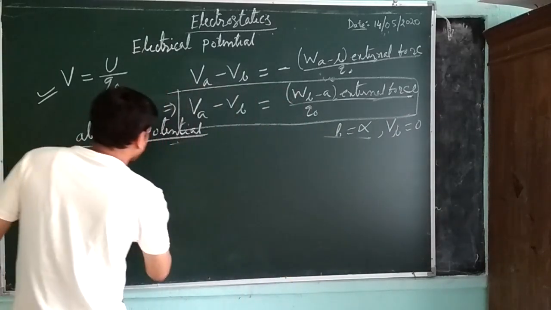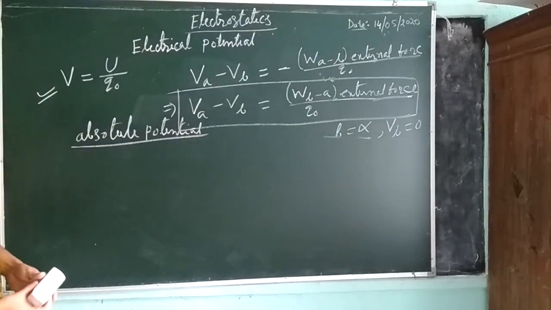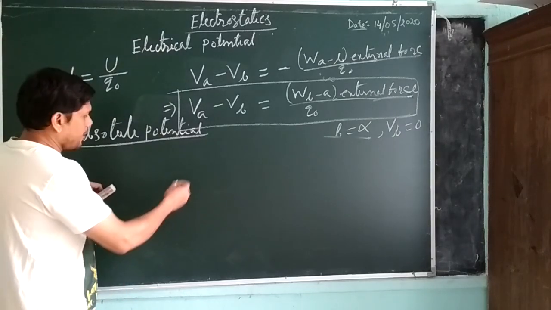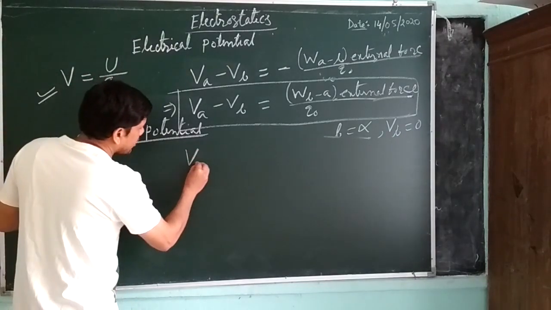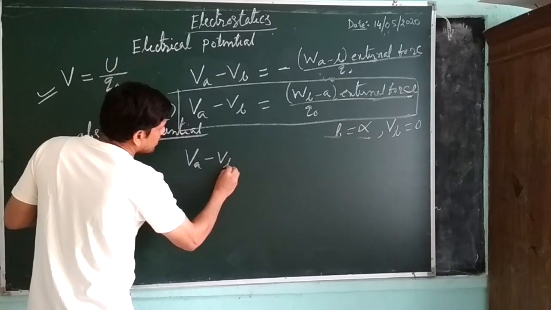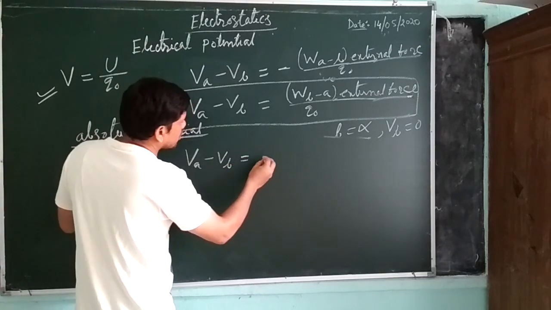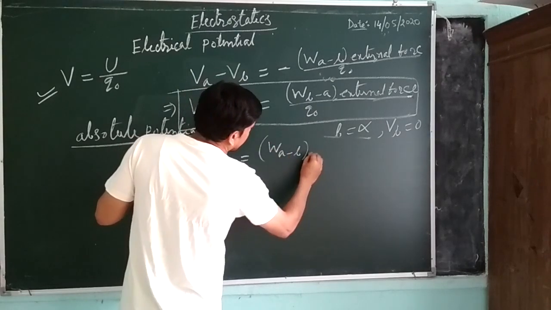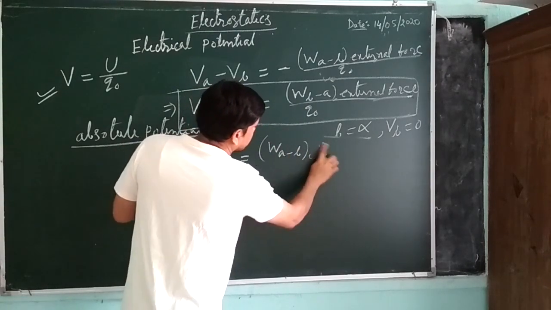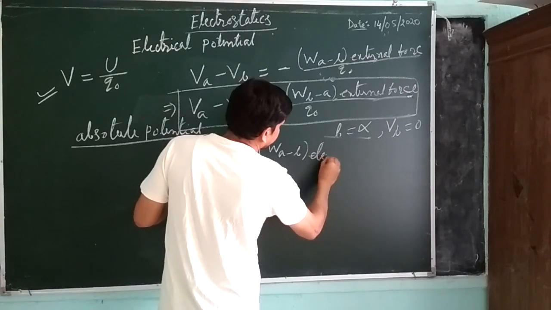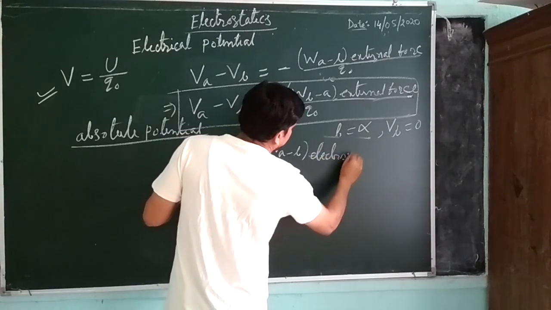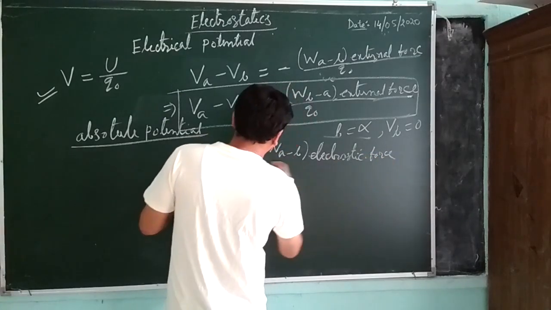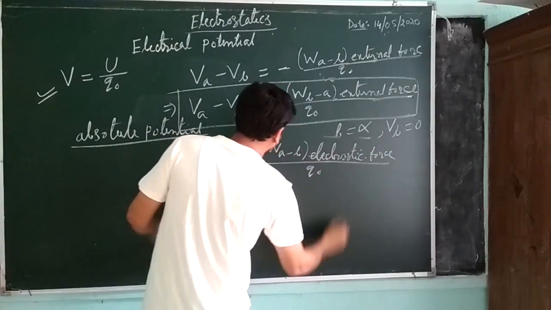Simply, we have to remember these three formulas to solve numerical problems. First, VA minus VB equals W from A to B due to the electrostatic force, divided by Q naught. This is one formula.